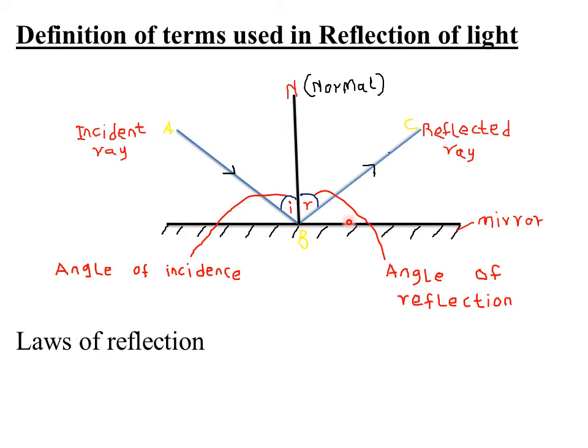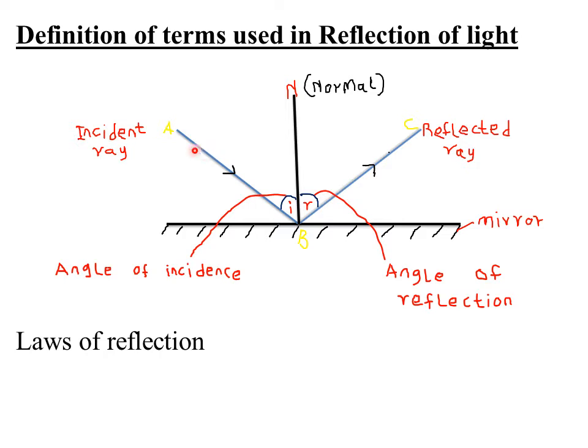So a normal is the line drawn perpendicular at the point where the incident ray strikes the reflecting surface, that is, at this particular point. Then we also have what we are calling the reflected ray. Now, what is a reflected ray? The reflected ray is the ray that bounces from the reflecting surface.